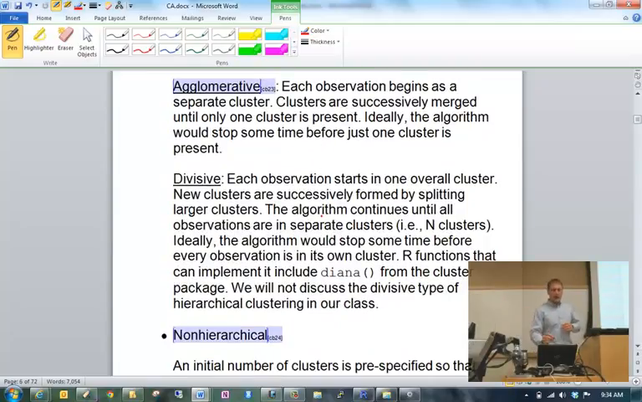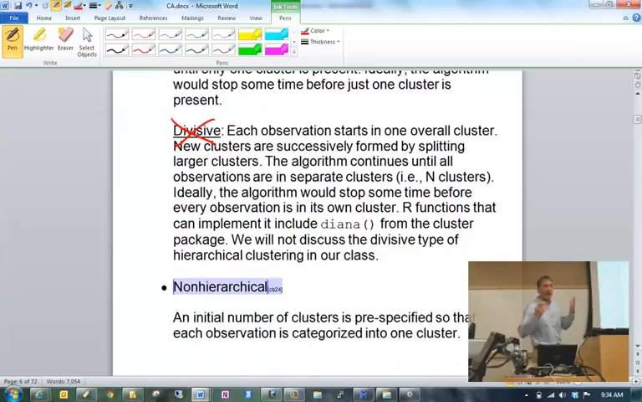Due to time considerations, we will not do divisive. We will only do agglomerative. This is commonly done in a multivariate class. I rarely ever see divisive ever talked about. But I at least wanted to let you know that it is possible, and there is an R function called diana that allows you to do it.